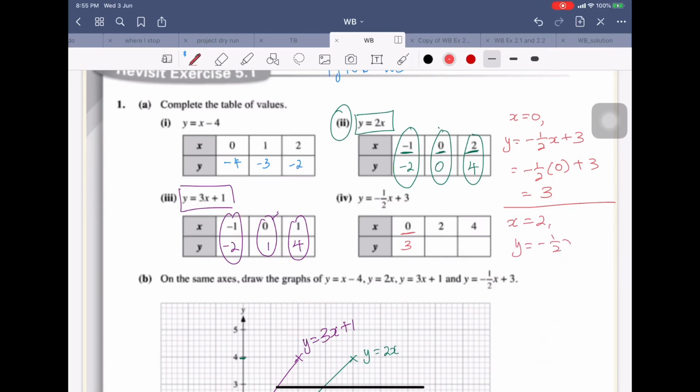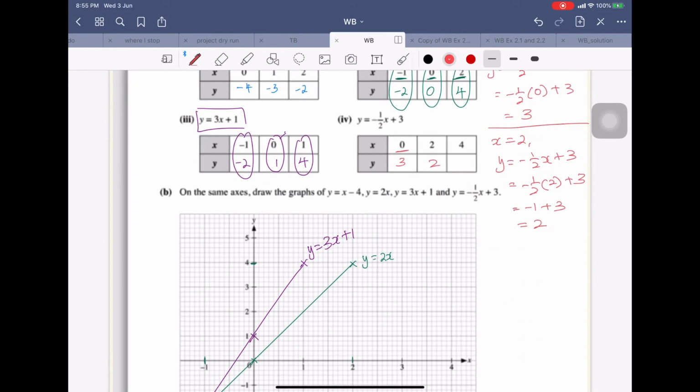Now next, x equals 2. Same equation. So replace x with 2. You can use your calculator. So 3 minus 1, so it's a 2. And the last value of x is 4. So y equals negative half, I replace the x with 4. So negative 2 plus 3 is a 1.